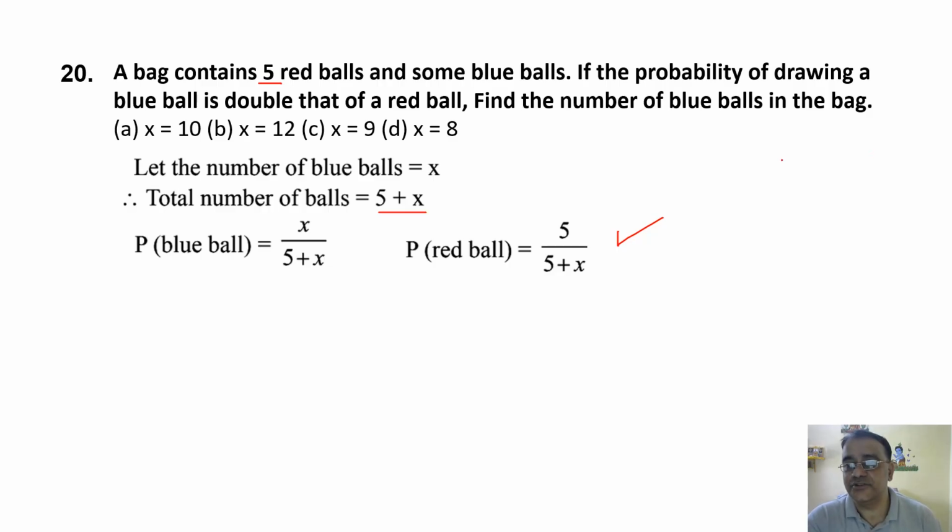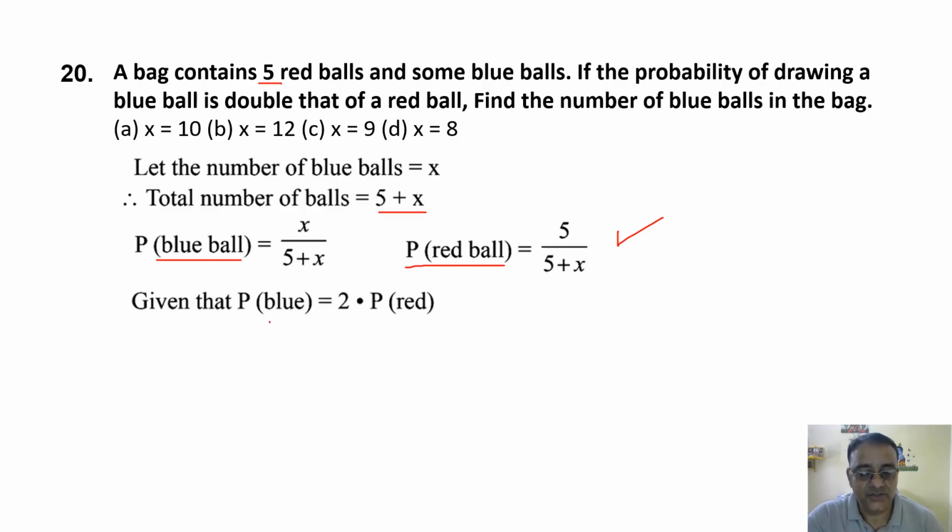Yes, and sir, in the question it is given that the probability of drawing a blue ball, that is P of blue ball, is double that of red ball, 2 times P of red ball, right? So now we'll substitute the values of these two. So we are getting x upon 5 plus x is equal to 2 into 5 upon 5 plus x. So we can cancel these two because 5 plus x is not equal to 0, and we are getting x is equal to 10, and the correct option is option A.